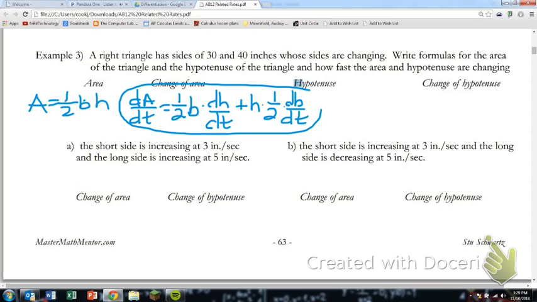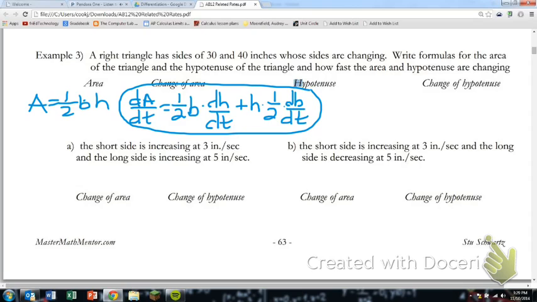So this is our change of area formula. First d last, right? First is 1/2 b, last is h, so dH/dt, plus last, that's h, times the derivative of 1/2 b, that's just 1/2 dB/dt.